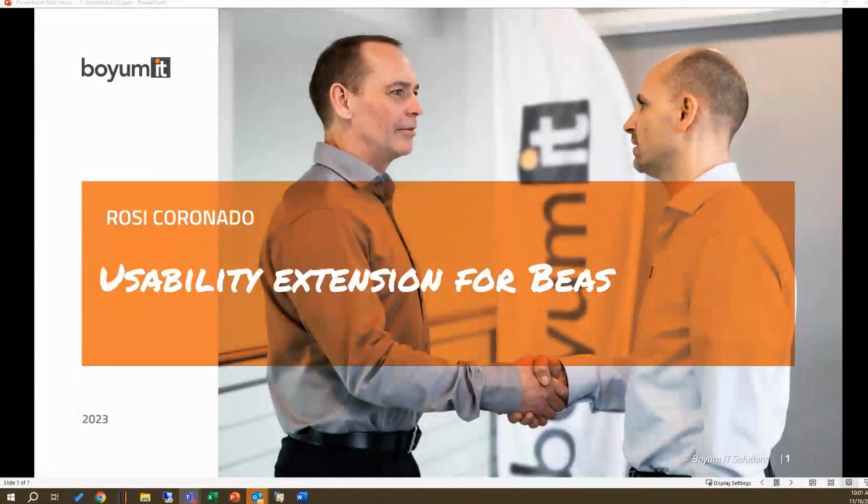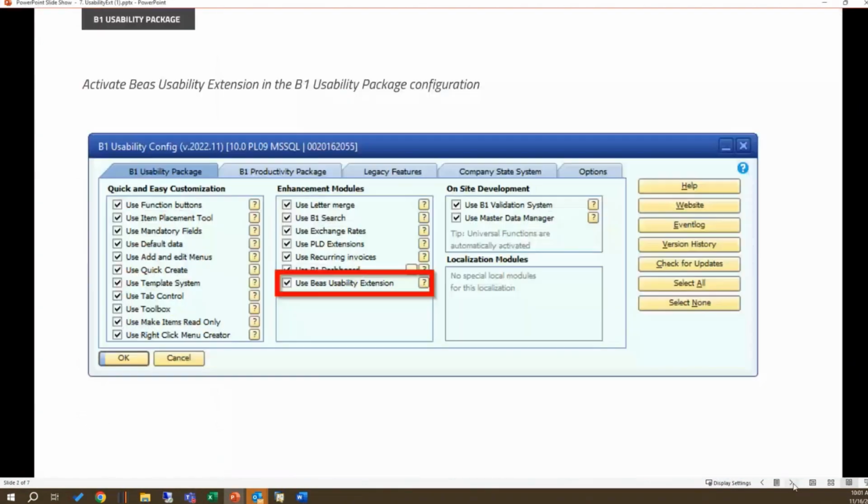Today we're going to talk about the usability extension for BEAS manufacturing. So now you're probably saying, well, what is that? If you guys don't know our usability package, you're missing out already. Our first add-on for SAP Business One was actually the usability package. And what the usability package does is let you customize your SAP Business One the way you want it.